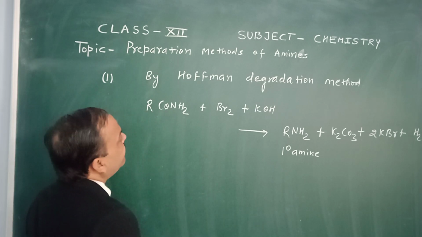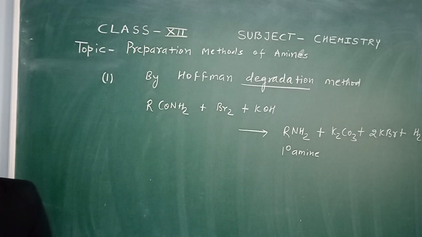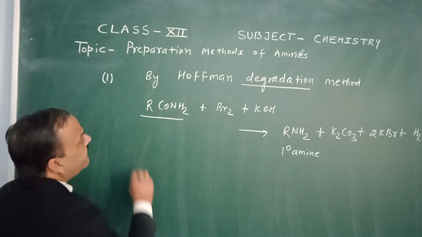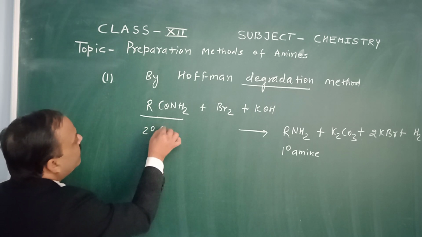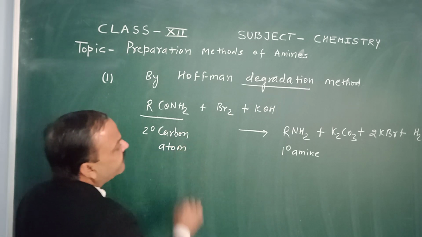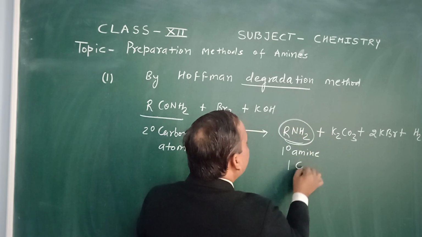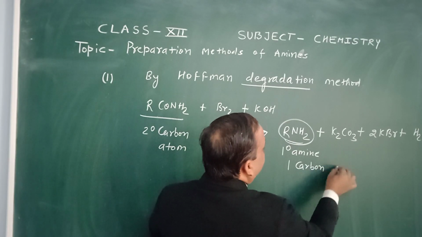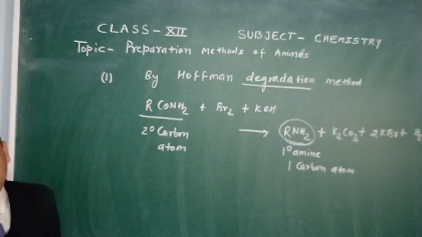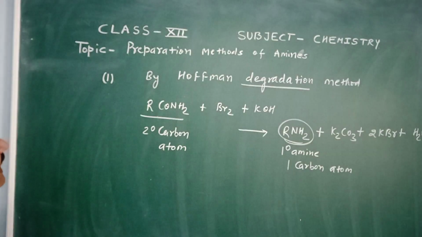Now the question comes to mind: why do we consider this reaction a degradation reaction? The answer is that in the starting amide reactant we have two carbon atoms, and when we get the product in the form of the amine we have only one carbon atom. That's why this reaction is known as the degradation reaction.